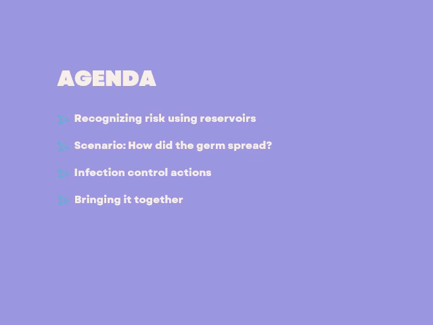In this module, we will review how to recognize risks for germs to spread in healthcare. Using our knowledge about where germs live and how they are spread from those places, we'll think through a real-world scenario of germs spreading and making someone sick. We'll also discuss infection control actions that we can take to limit the spread of germs.